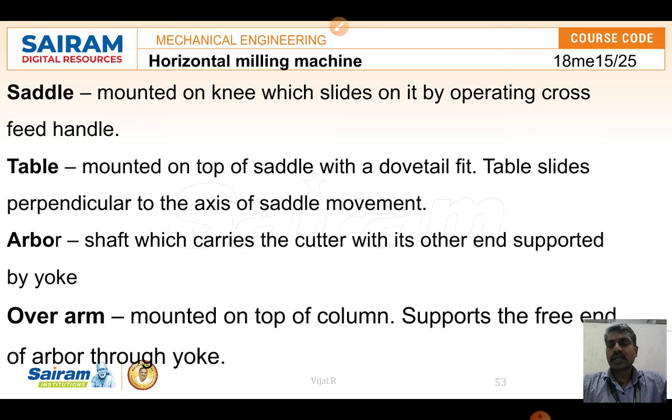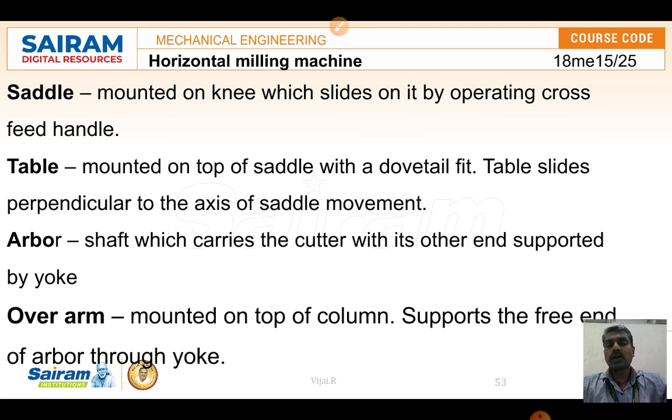The saddle is mounted over the knee. The knee is the basic part, operated by the elevating screw, and the saddle mounted over it carries the work table. The work table is on top of the saddle, which has a dovetail fit and is perpendicular to the axis of the saddle movement.